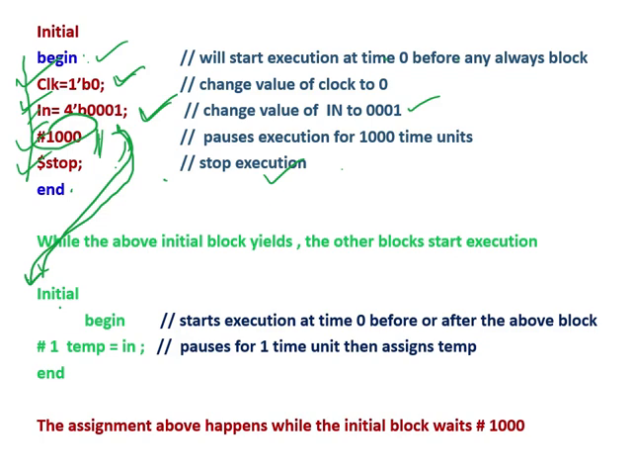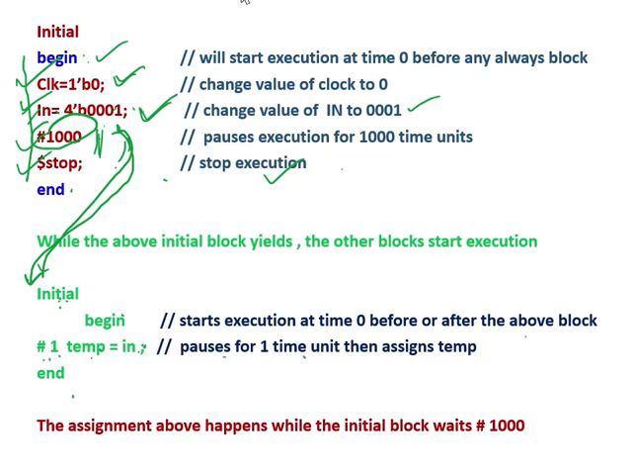If there are two initial blocks in your design, there is no guarantee which initial block will be executed first. But let's consider that this initial block is executed first. So during this 1000 delay waiting time, this initial block will be executed: initial begin, then #1 temp equal to in. Whenever in changes, in equal to 4'b0001, this in value will be assigned to temp after one time step. So it pauses for one time unit, then assigns temp.